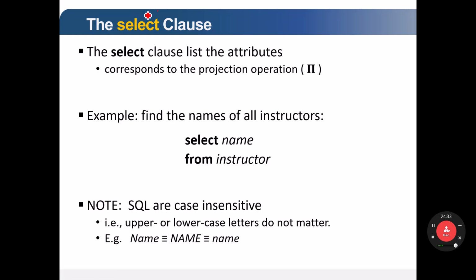So this select clause corresponds to projection operation. So instructor table contains name, salary, department name. When you are not interested in all other attributes but name, you can run this select name statement. Then only name column will be retrieved.